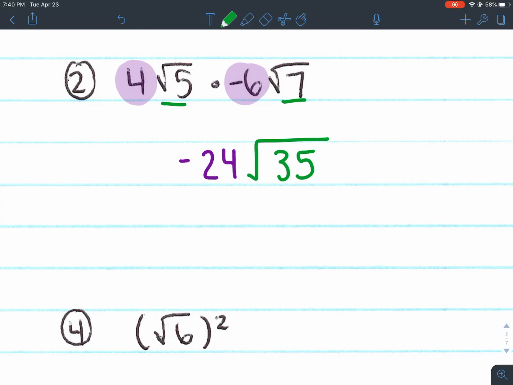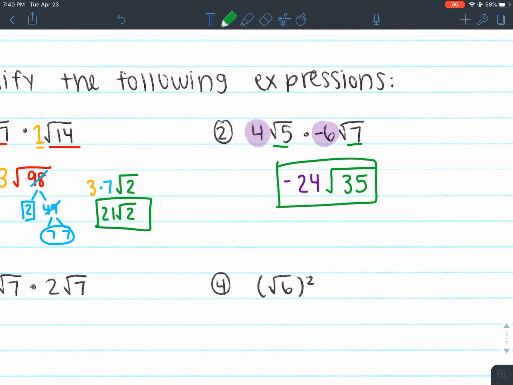Now, if I try to make a factor tree with this, I'm going to have 5 times 7, and I can't keep going, and I don't have any pairs, so both of those children are going to go back inside the house. I can't pair them off with anything, so they'll just stay that way. So this would be my final answer.